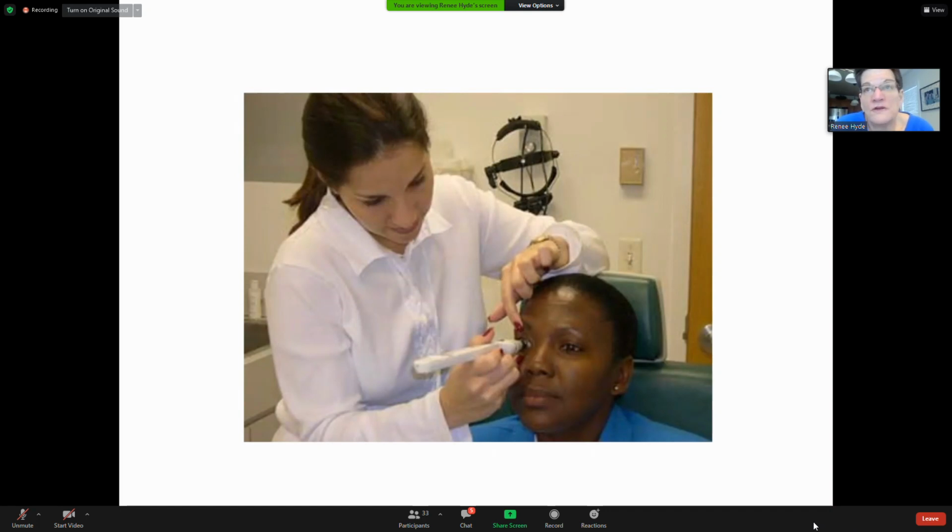Okay. There used to be a way that they would do a puff of air. That one always drove me crazy. I couldn't do that. I never could keep my eyes open. But this method is a little bit easier to take. But it's a direct measurement of that pressure.